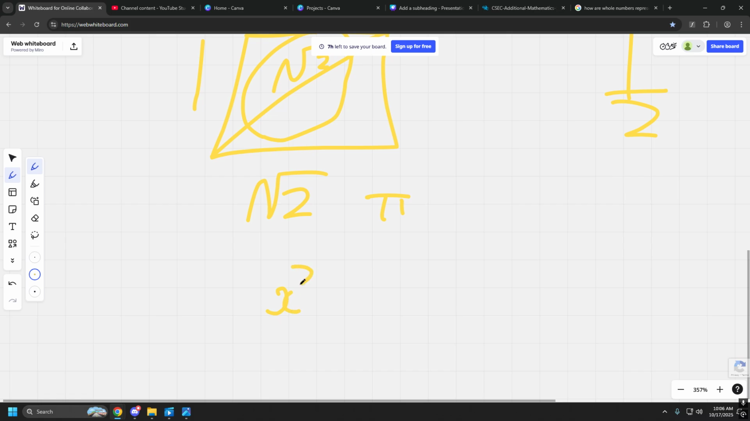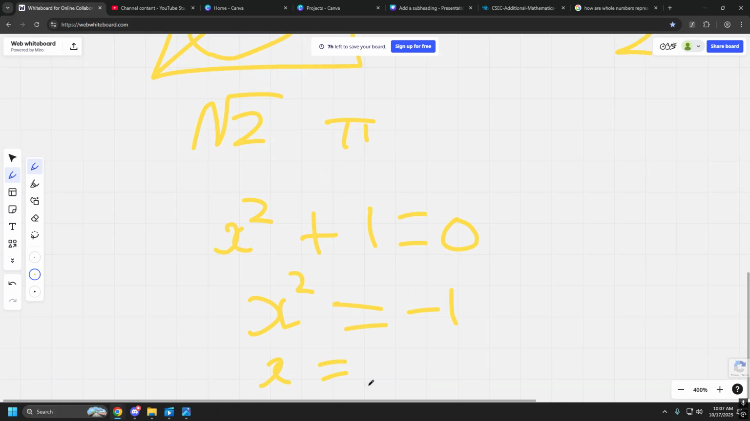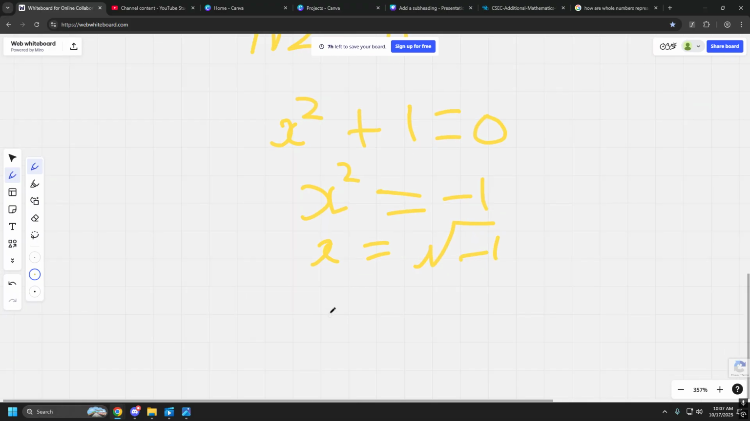Like, try solving this equation. No real number could work to solve this equation. You would get x equal to the square root of minus 1. So how would we find a number whose square root is negative? This is where the idea of imaginary numbers comes about. They say that i is equal to the square root of minus 1. Mathematicians define this symbol as imaginary numbers.